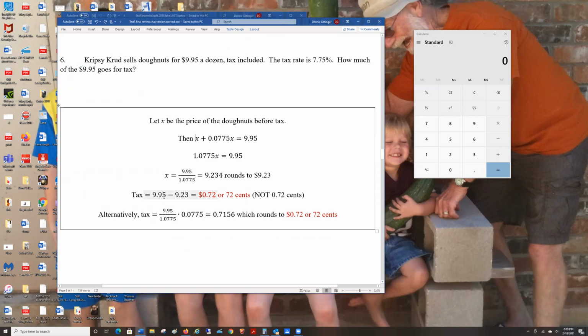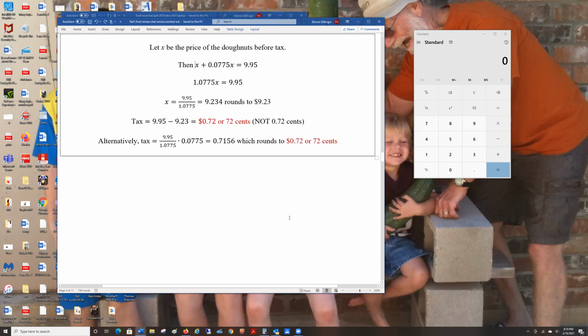You can subtract that from the total cost of $9.95 and get 72 cents or dollar sign 0.72, but not 0.72 cents. Alternatively, you can do $9.95 divided by 1.0775 and immediately multiply that by the tax rate, 0.0775, and you get 0.7156, which rounds to 72 cents or $0.72.